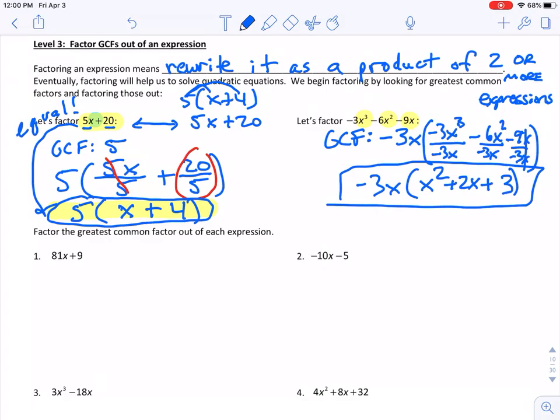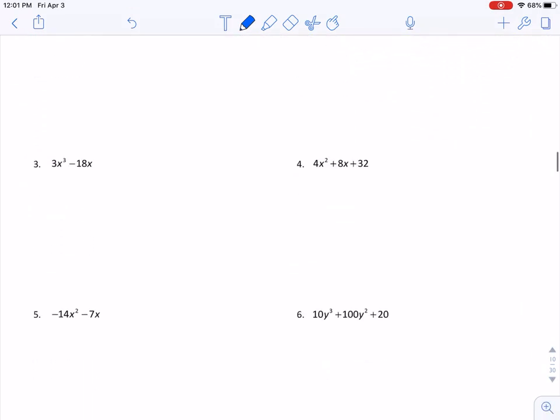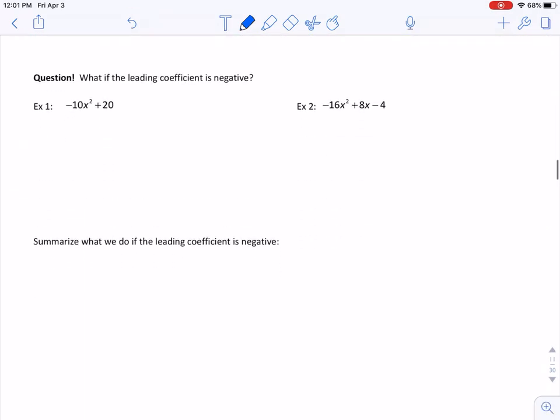Okay? Also notice that when we have a negative as part of the GCF, originally we had a negative, and a negative for our 3 original terms, and now they all switched to positive. So we have positive, positive, positive. Okay? And so let's go ahead and write that down now.